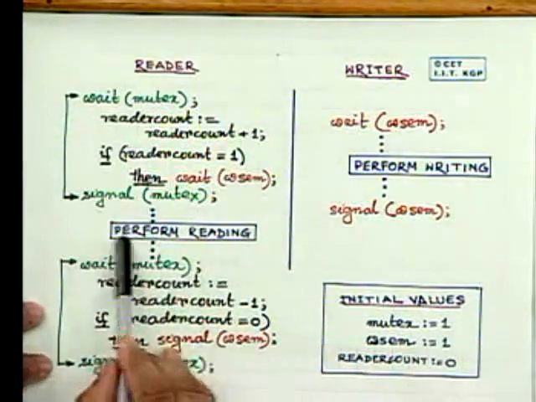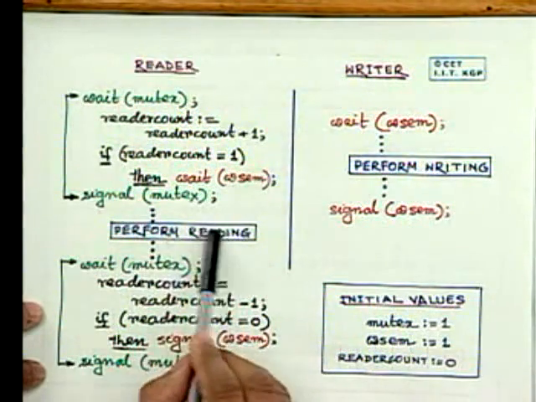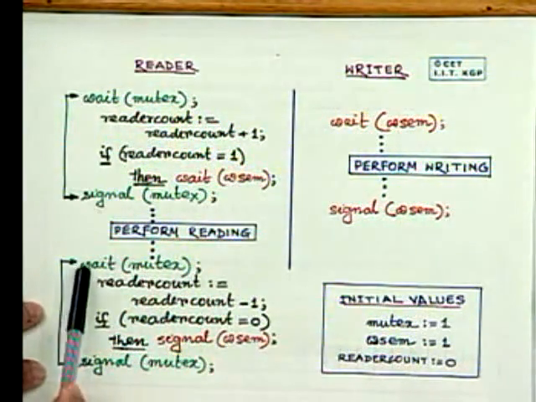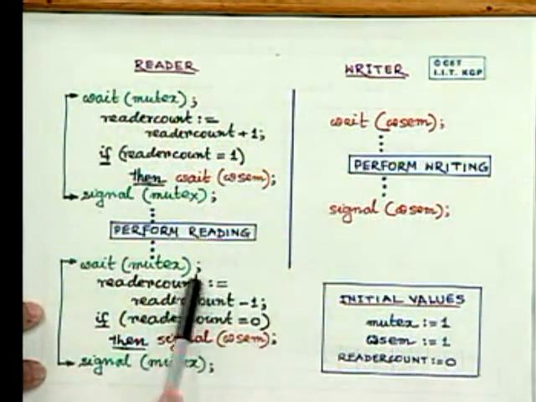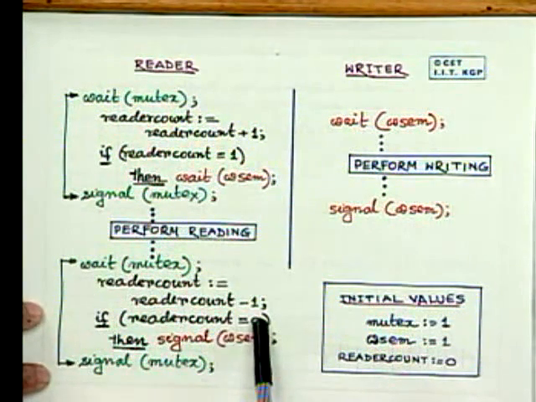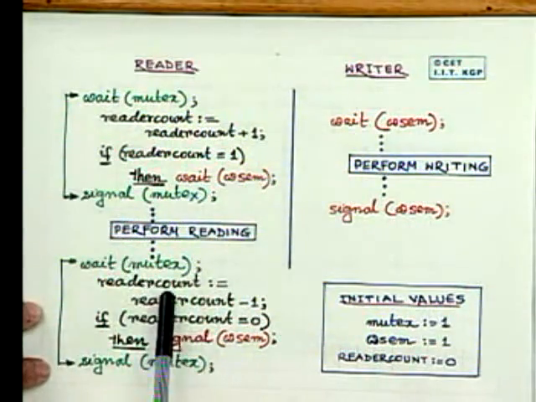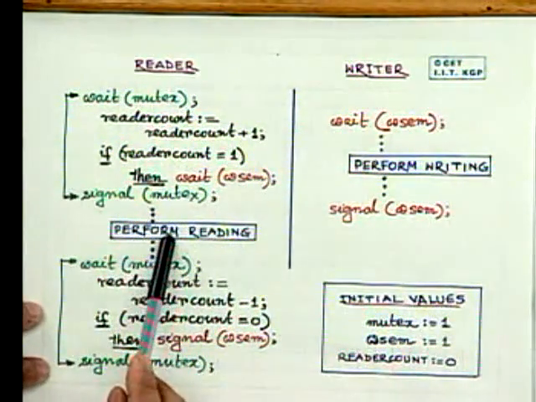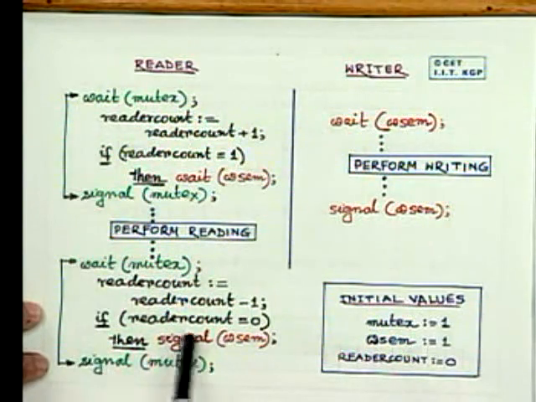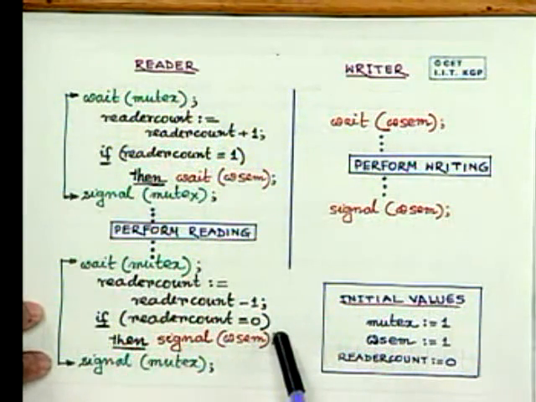Okay. Now, as a reader has done the reading operation, it can come out of the critical section of reading. Once more, it waits on mutex. This is a critical section, right? The reader count is decremented, and if it finds that reader count is equal to 0, then it signals WSEM. So for example, 10 readers have entered into it. Each one of them, as it comes out one after the other of these reading operations, will decrement the reader count one after the other. The last one of them that is coming out of this reading operation will signal WSEM, right?